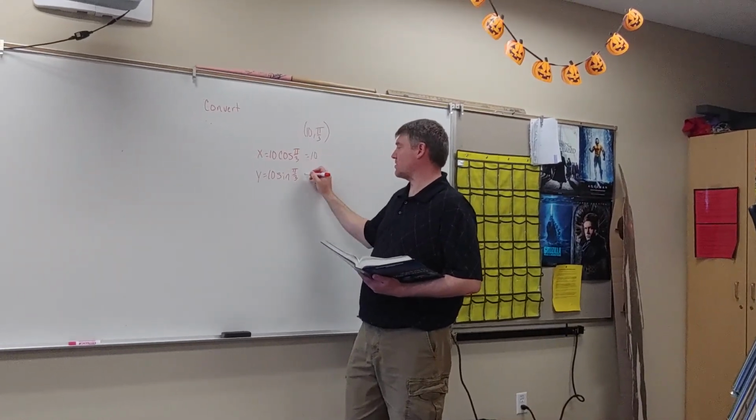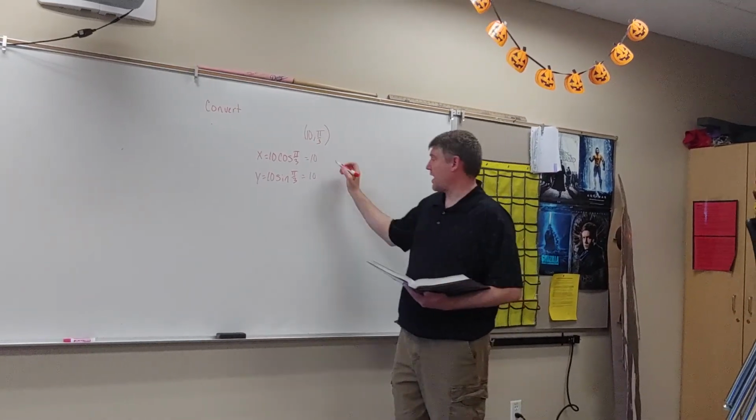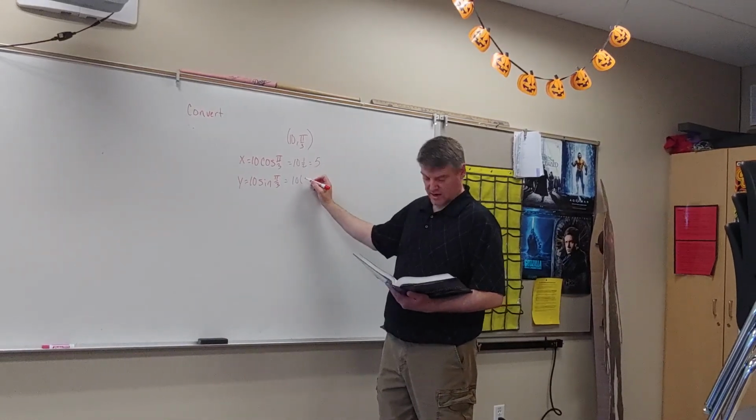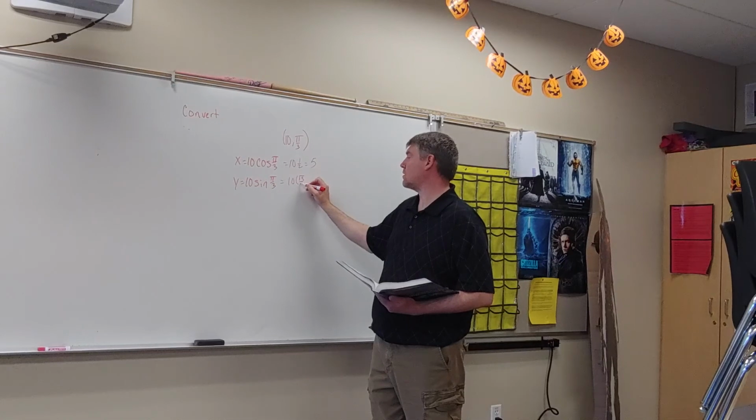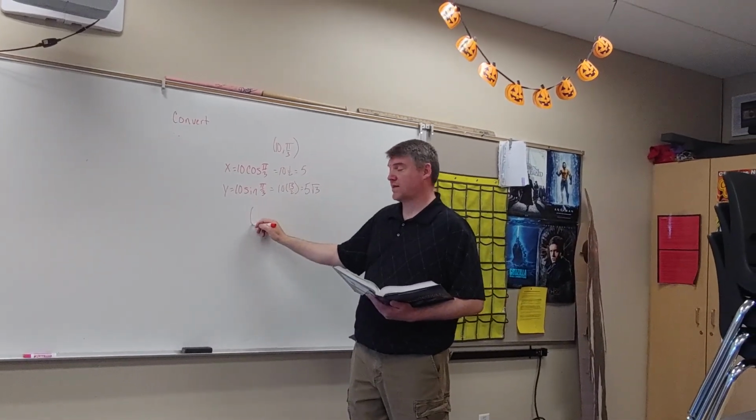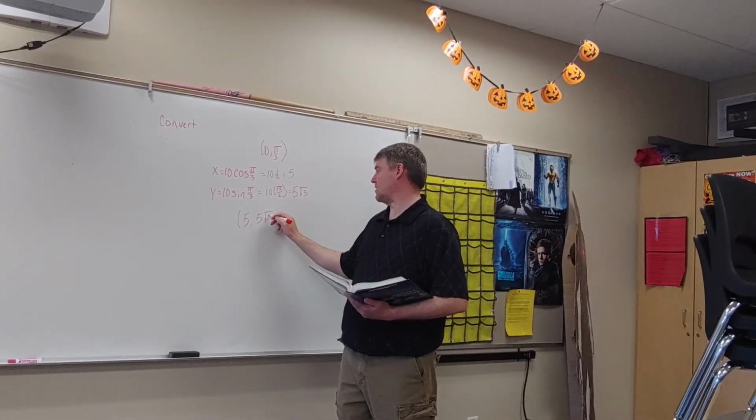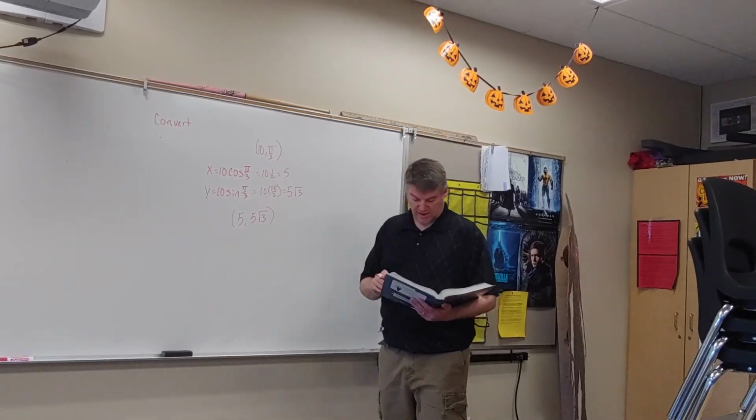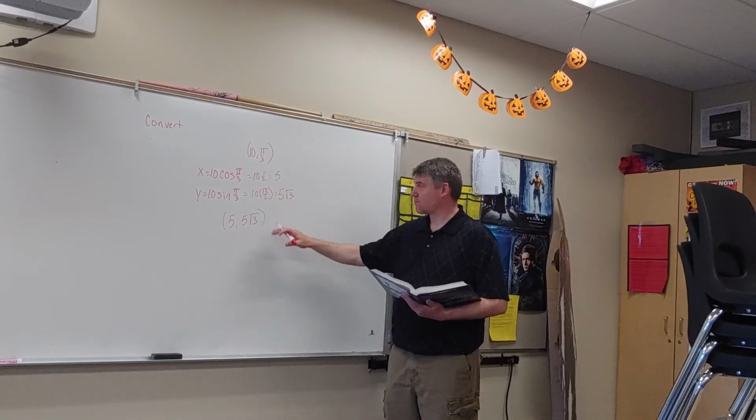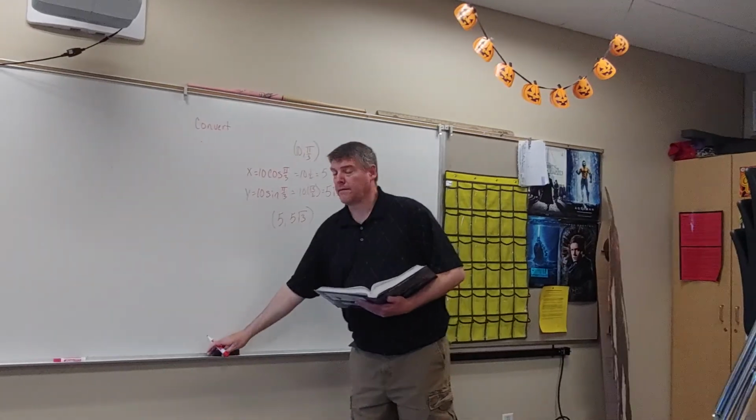Hopefully you have your radian conversion chart. Cosine of pi thirds is 1/2, so this gives me 5 here. And this gives me root 3 over 2, which gives me 5 square roots of 3. And so my rectangular coordinate now is (5, 5 square roots of 3). And so that allows me to go from polar to rectangular. All right, so that's converting.